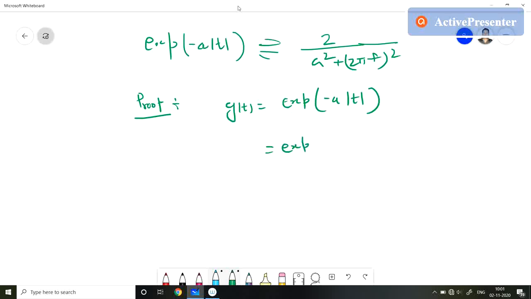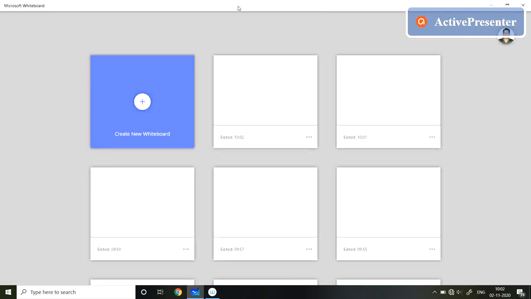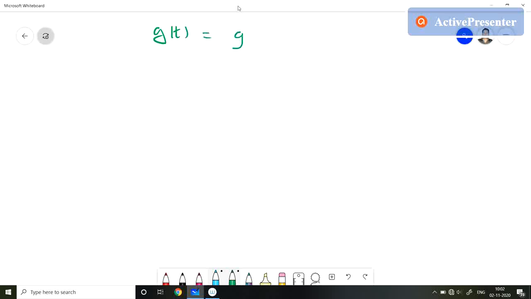It can be written as exponential minus at u(t) for t greater than 0, and as exponential at u(minus t) when t is less than 0. So let us solve this problem. G(f) is the integral from minus infinity to plus infinity of g(t) e raised to the power minus j 2 pi f t dt. We can say that g(t) is a combination of two signals, g1(t) plus g2(t).